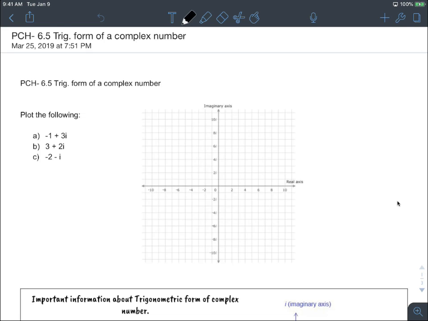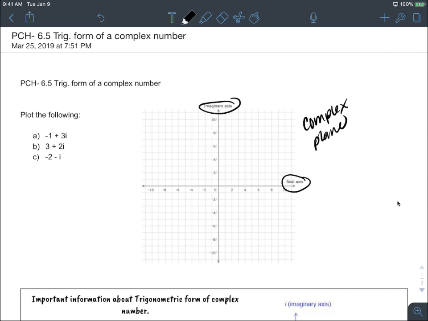We're on to everybody's favorite topics, trig and complex numbers. So we're going to start by just graphing these complex numbers. Remember the complex plane is like the xy axis, except the x is the real axis and the y is the imaginary axis.